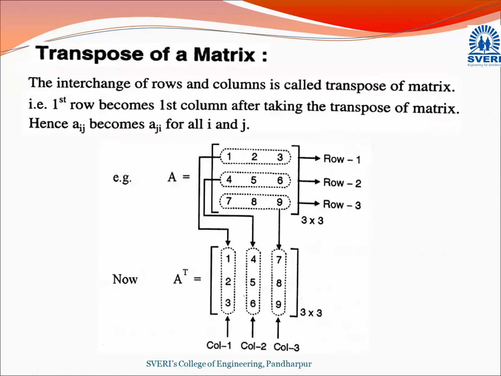Now, the important one, transpose of a matrix. Matrix A with elements 1, 2, 3, 4, 5, 6, 7, 8, 9. While we are taking the transpose of that matrix, we have to convert rows into columns and columns into rows. This is matrix A. Now its transpose will be: first row becomes first column, second row becomes second column, and third row becomes third column. So 1, 2, 3, 4, 5, 6, 7, 8, 9, we are writing in column way. So it is the A transpose.